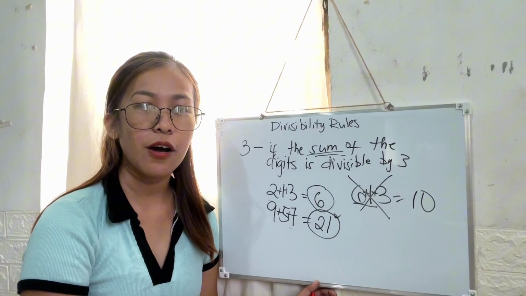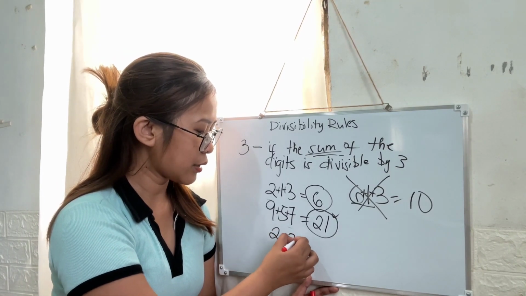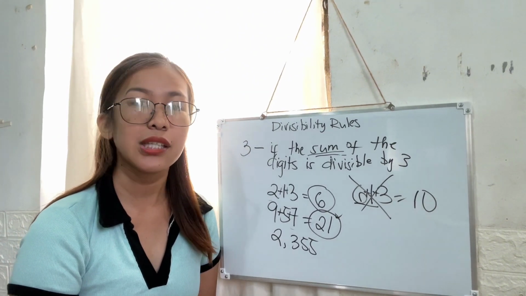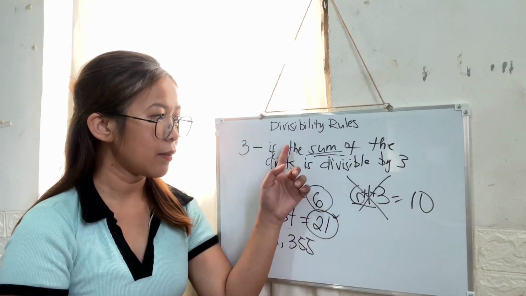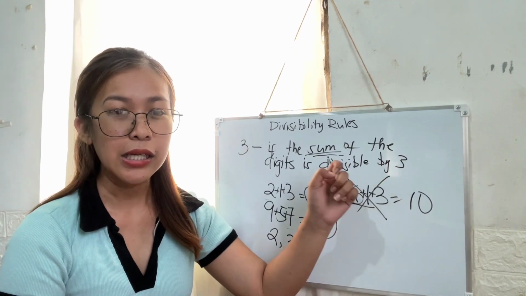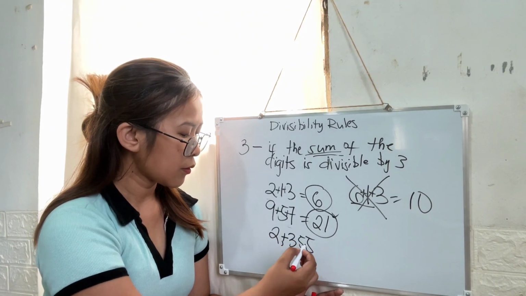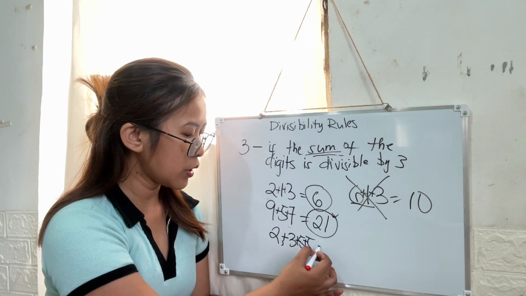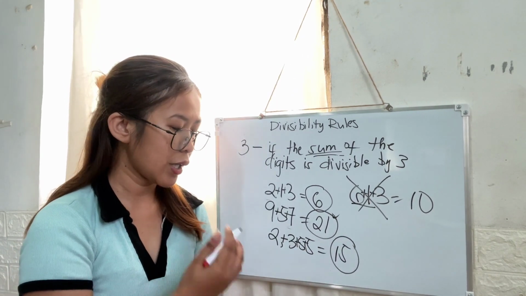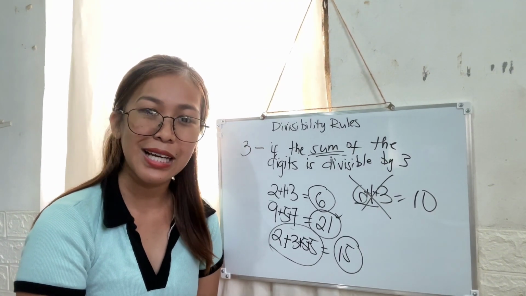For the last example of divisibility rules for 3, we have 2,355. Paano kung aalamin mo kung ito ba ay madi-divide ni 3 ng walang remainder? So, again, just get the sum. And kapag nakita ninyo na yung sum ay madi-divide ni 3, then that's divisible by 3. So, let's see. 2 plus 3 is 5. Plus 5 is 10. Plus 5 is 15. And 15 is a multiple of 3 or divisible by 3. So, therefore, 2,355 is divisible by 3. And ganun lang siya kasimple.